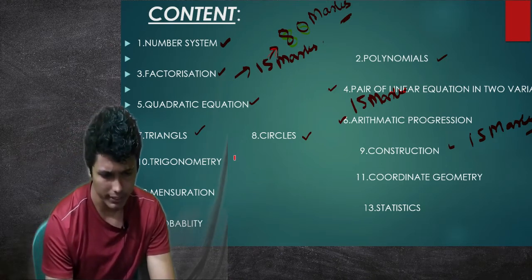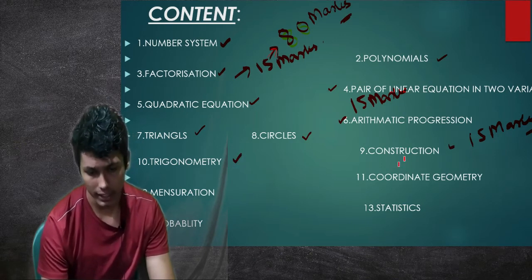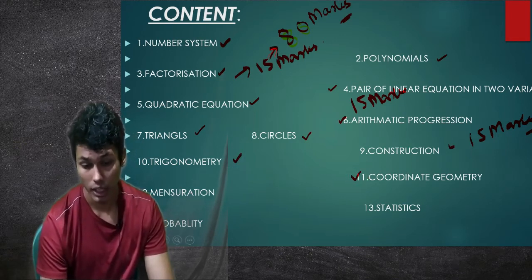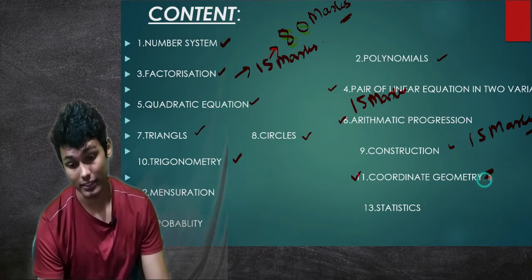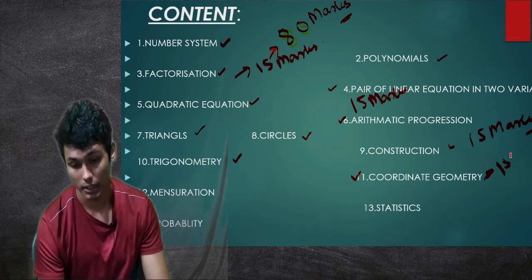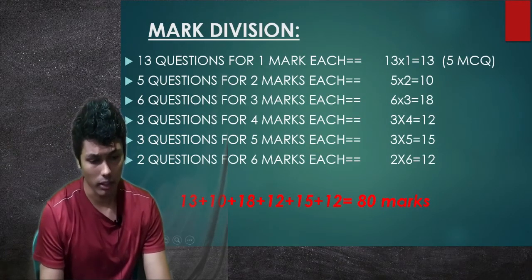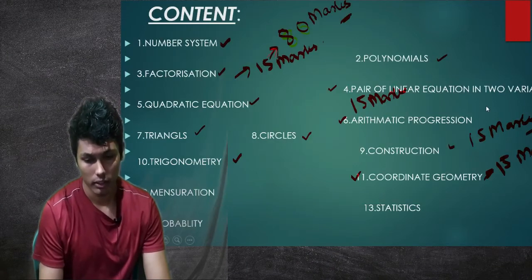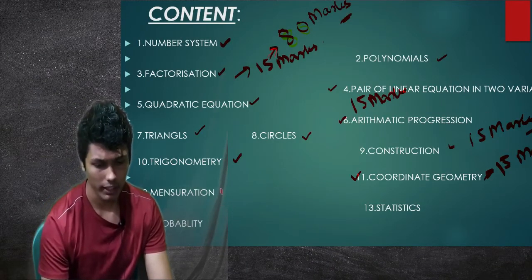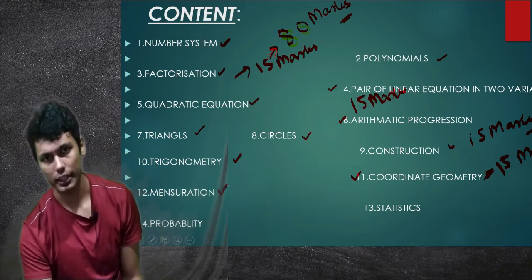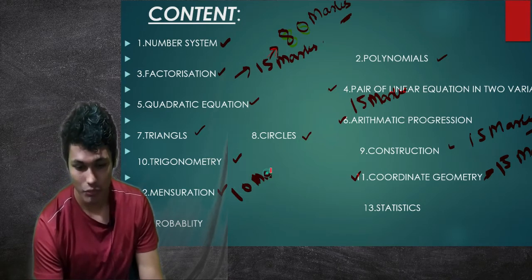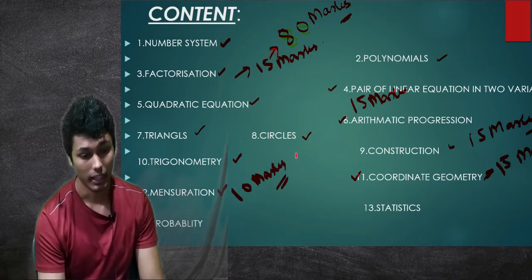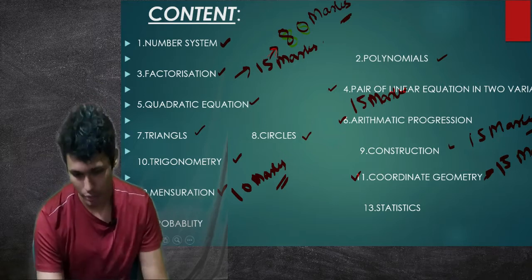Now we have chapters 10 and 11, trigonometry and coordinate geometry. From these 2 chapters alone, 15 marks are asked. So you can understand that these chapters play a very great role. And chapter 12 alone, mensuration, consists of 10 marks. Very important chapter, the most important chapter, that is mensuration.